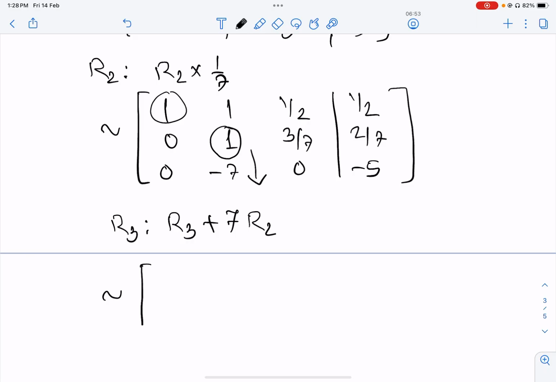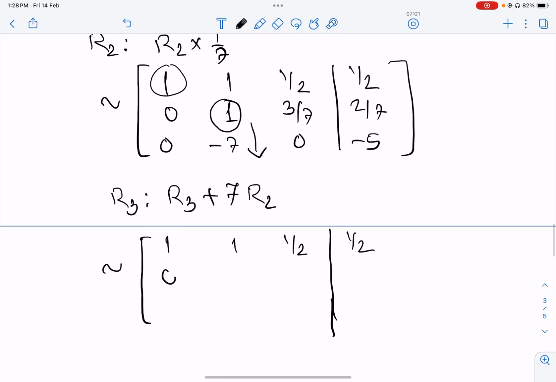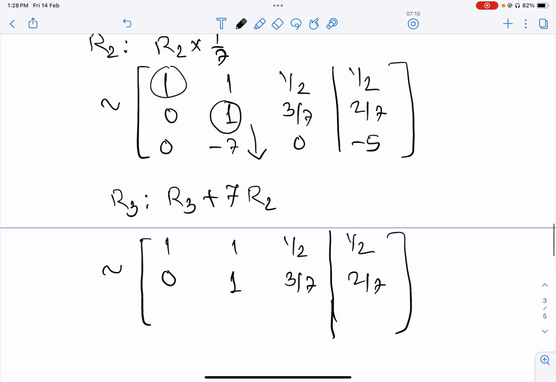Then we have 1, 1, 1 by 2, 1 by 2. Second row is the same: 0, 1, 3 by 7, 2 by 7. Now this is 0. Here multiply by 7, so 7 minus 7 is 0. Multiply by 7, the 7s cancel, so you have 3, and add 0, so that is 3. Multiply by 7, so that is 2, and minus 5, so that is minus 3.